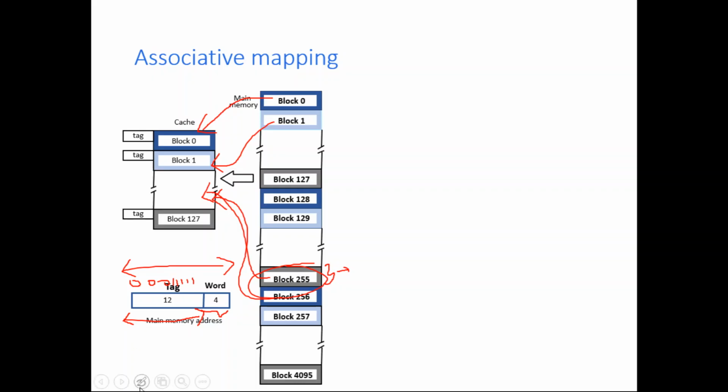So the point here is that any block of the main memory can be placed in any empty block of the cache memory, and the most significant 12 bits are used to refer to the particular block number of the main memory. After moving to the cache memory also, you should know.